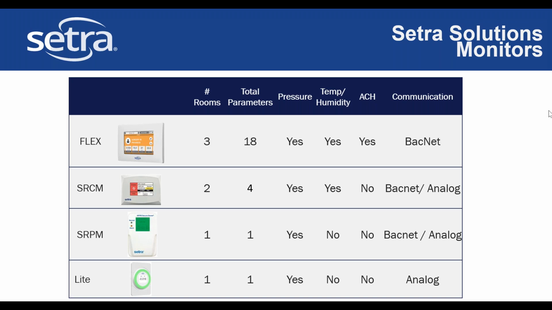We have another question by Mr. Suresh Kumar. Please clarify the SRPM parameter list. The SRPM is for a single room, one parameter, that is pressure. You only have an additional input for the door status. So the primary parameter is pressure only.